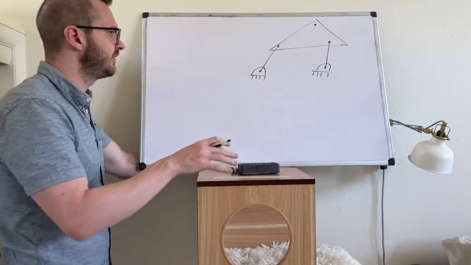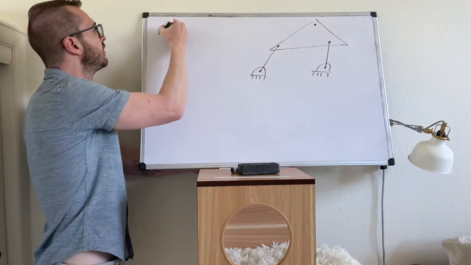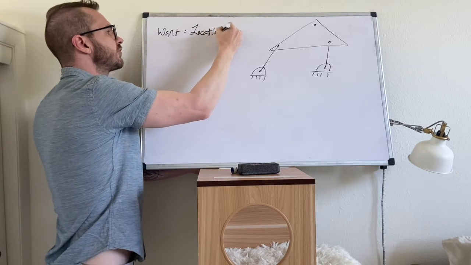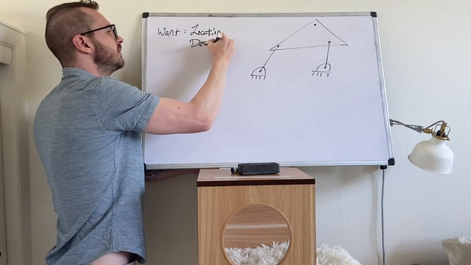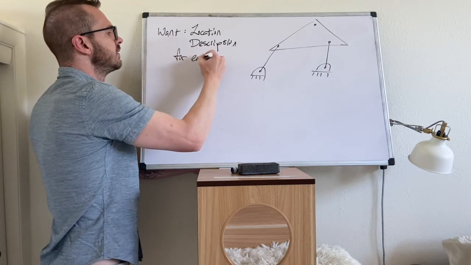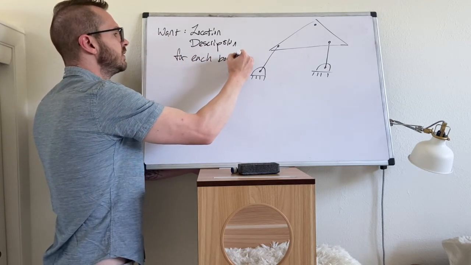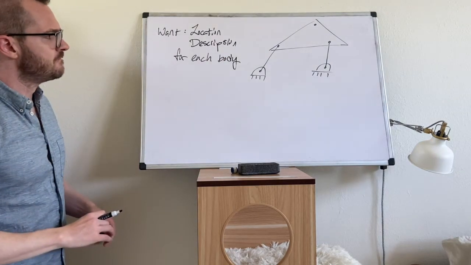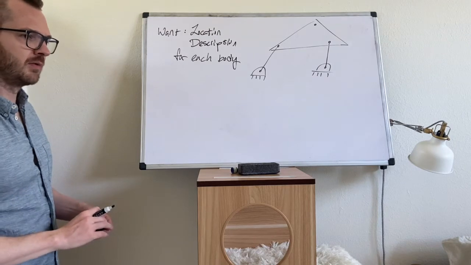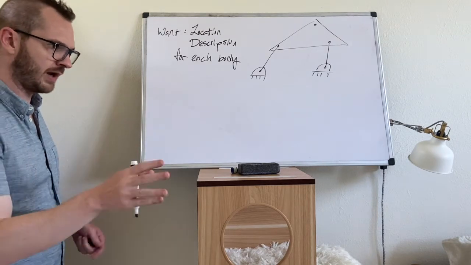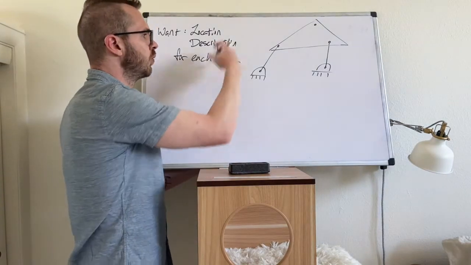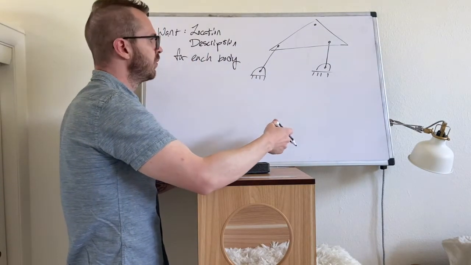So here's our 4-bar linkage system. Remember what we want: the location description for each body. Where do we begin? If you recall from the previous videos, every single time we work one of these problems, we have to add 2 things to the diagram right at the beginning. The first is a point, a non-moving inertial point. So where on this system should we put that point?